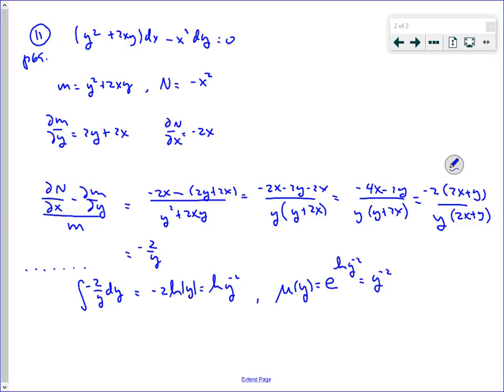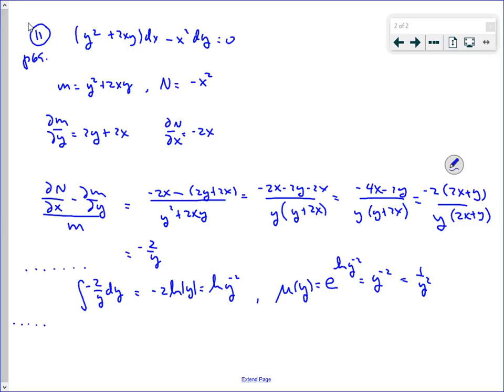Let folks catch up a little bit. So the next step is to take this integrating factor and multiply the differential equation through by that. What will happen is we'll have an exact equation. So let's do that.